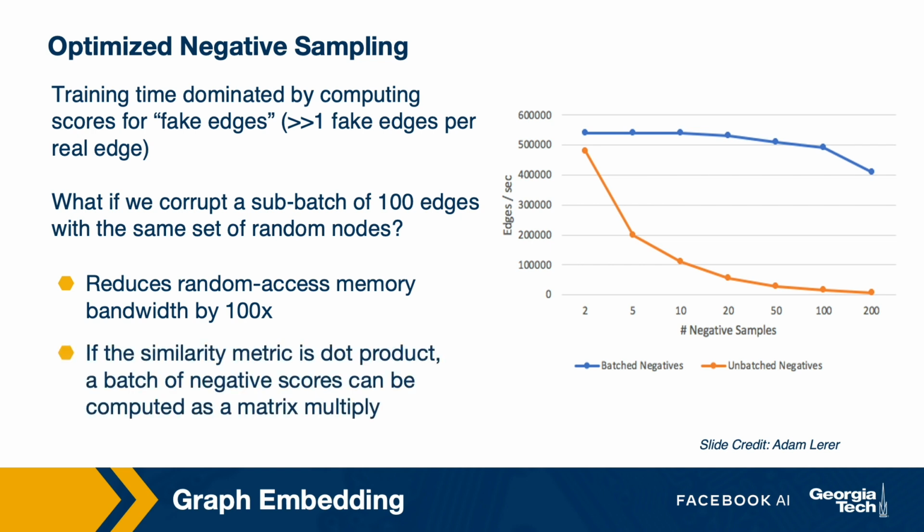And if the similarity metric is dot product, a batch of negative scores can be computed as a matrix multiply, and that further could help in efficiency. So we find this trick to be really useful in practice, and the graph on the right shows how you can increase the number of edges processed per second with batched negatives compared to unbatched negatives.